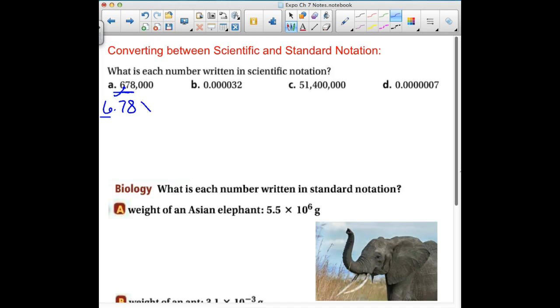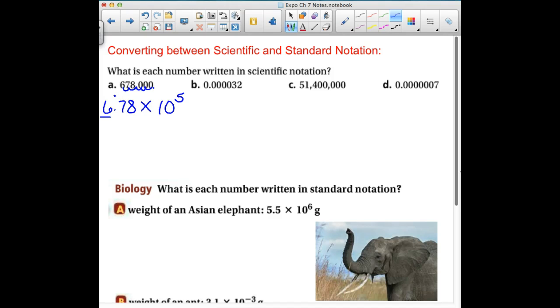All right, so then the next part of this is we have to figure out, well, how many spaces did we move that decimal? Let me erase this here so we can see it a little better. We started out with the decimal point right there at the end. And if you count, we move to the left 1, 2, 3, 4, 5 spaces to have it land between the 6 and the 7. So we're going to need a 5 up here as our exponent, because multiplying 6.78 times 10 times 10 times 10 times 10 times 10, 5 of those 10s, will move that decimal back out to where it started.